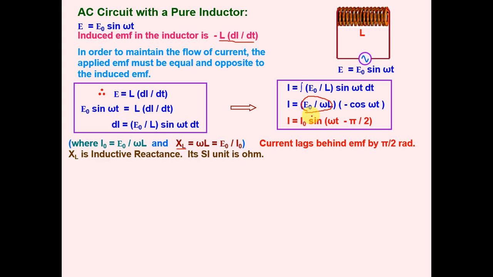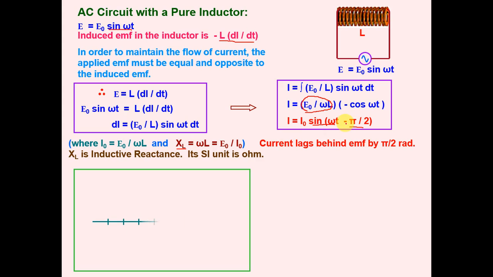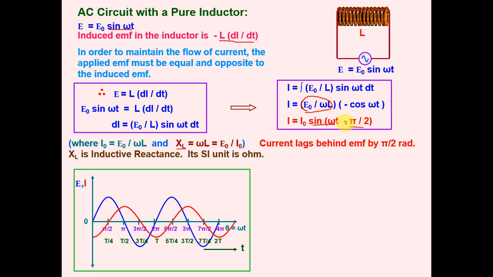And a very important thing, you can see here the EMF is sine omega t, but the current is sine of omega t minus pi by 2. So here you can see there is a phase difference between current and EMF. Now you can see here the current is lagging behind by a phase of pi by 2. So the current is lagging behind by a phase of pi by 2 radians. Now let us see the graphical representation of the current and the voltage or EMF.